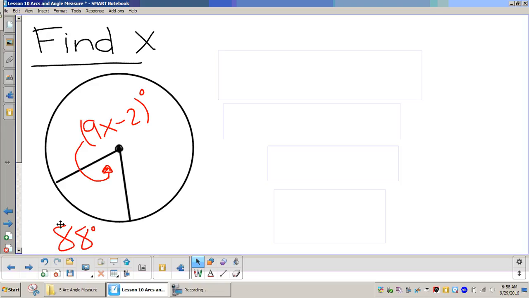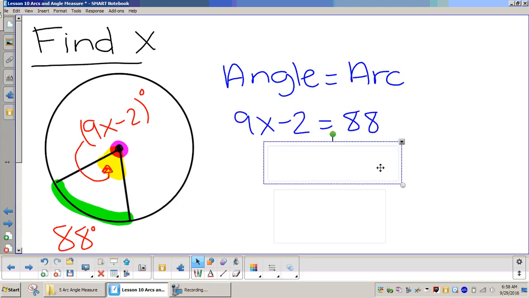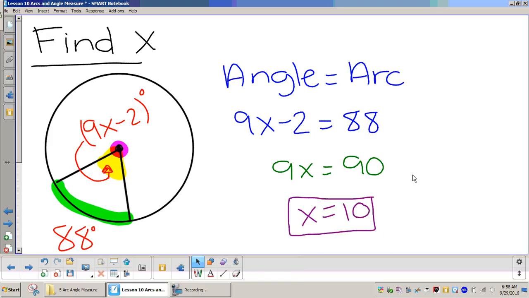So we'll try this one. I have an arc of 88, and I have an angle here that is 9x minus 2 degrees. Since the angle has its vertex at the center of the circle, then I can use this relationship that the angle is equal to the arc. So I plug in the information I know, and now I'm off doing some algebra to find out that the value of x is 10.